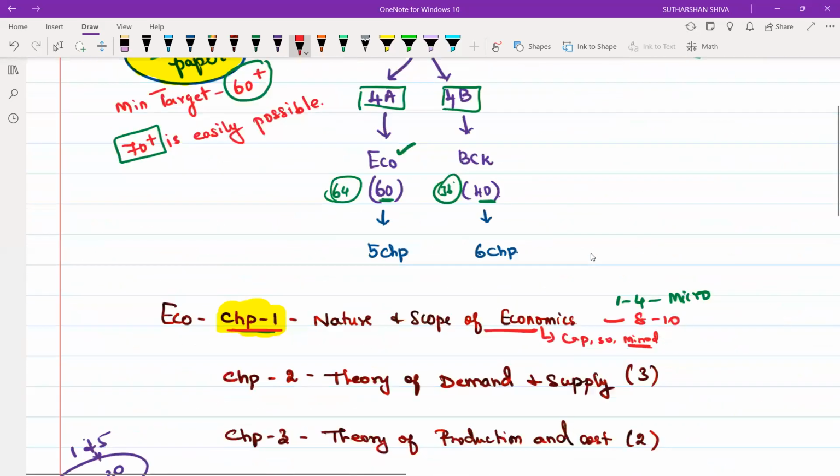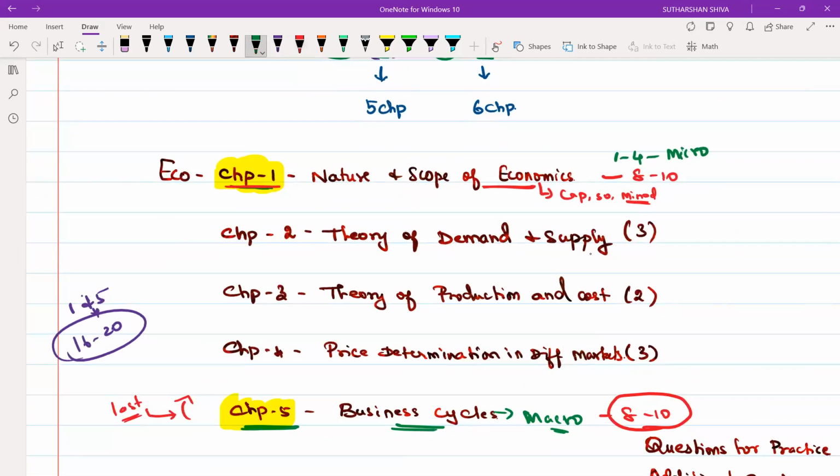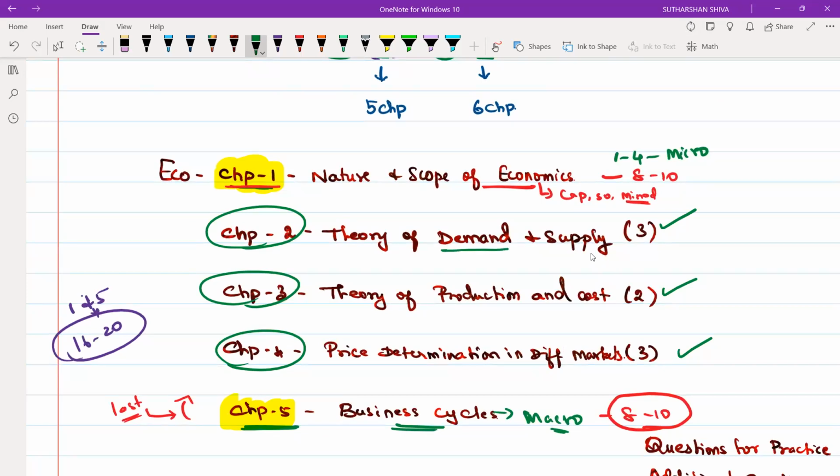Next, we have left with only 3 chapters, that is chapter 2, chapter 3, and chapter 4. Basically, it comprises 3 units, 2 units, and 3 units. In chapter 2, demand and supply, production and cost, differentiation in markets. When I directly jump to differentiation of markets, you need to interpret the diagrams.